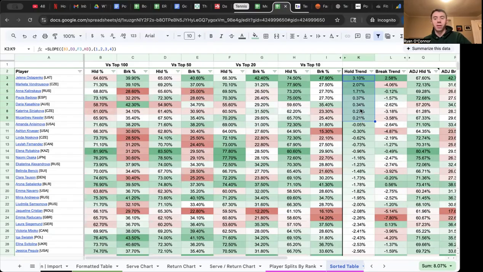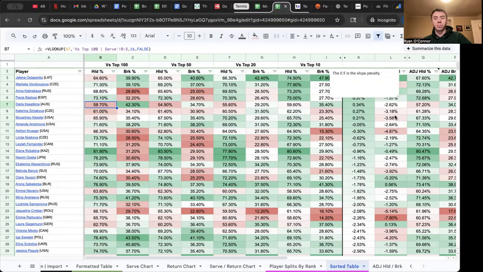So some of it's relative though, right? Because Siniakova and Kasatkina don't hold well to begin with. So getting better doesn't mean that they're really good at it now. It just means that they don't get any worse. So their percentages are still pretty much going to be the same, slightly better, but they're not going to get that much worse. And that's kind of what will be reflected in the adjusted hold percentage at the end. And then who else?